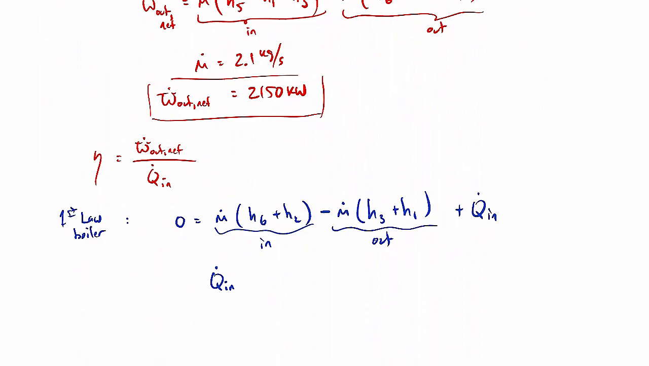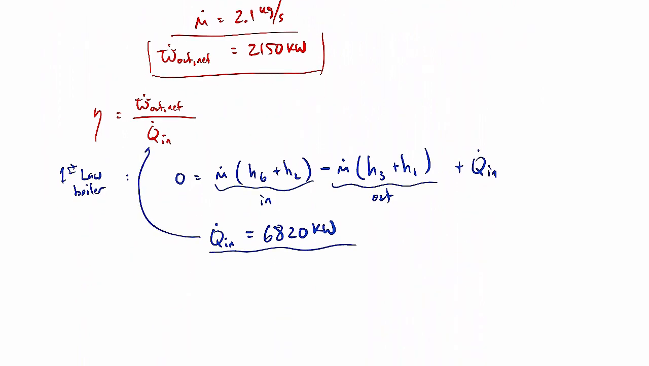Okay, I just need to make sure I've got all those numbers correct. Give me a moment here while I double check our numbers. Yeah, okay, all that looks good. So when you plug in the numbers for this, it comes out to be 6820 kilowatts. So we have that. We can plug it back up into our expression for efficiency, and when you work out those numbers, it comes out to be about 31.5%.